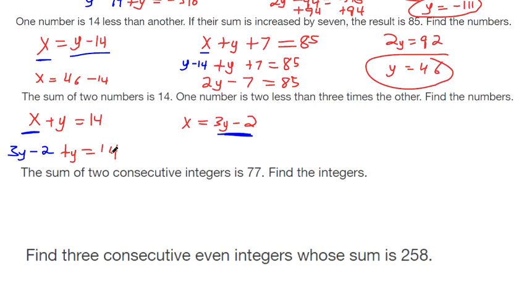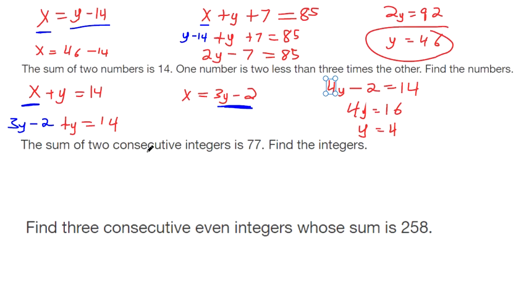And then that's an equation we can solve from what we've done before. Combine the y's. Add 2 to both sides. So y is going to be 4 when you divide both sides by 4.